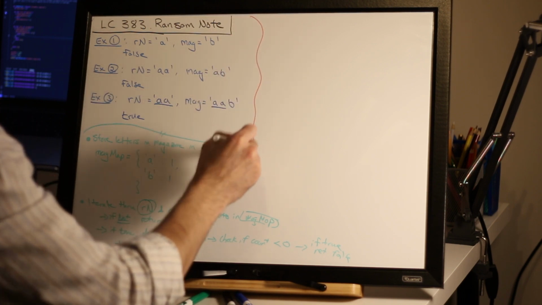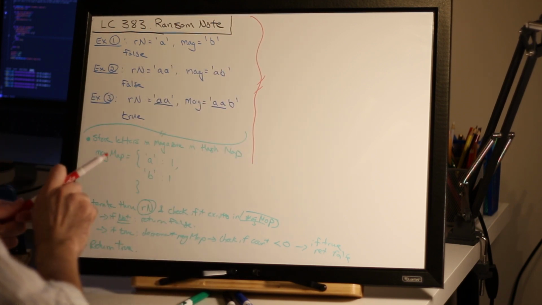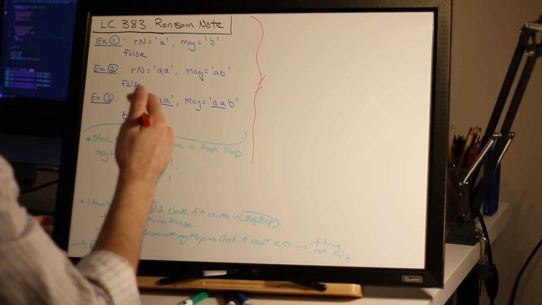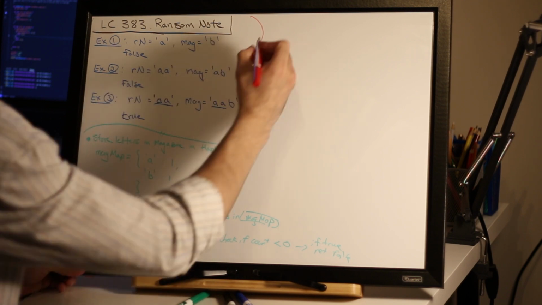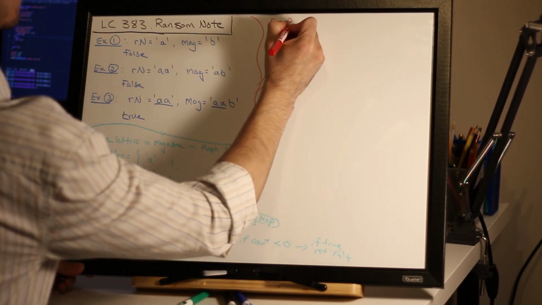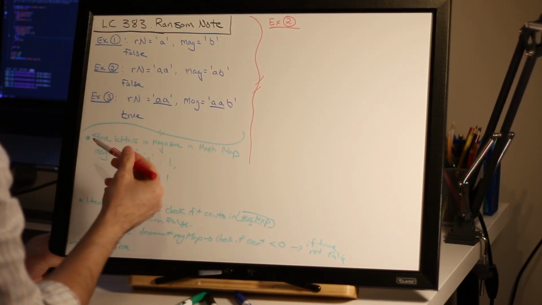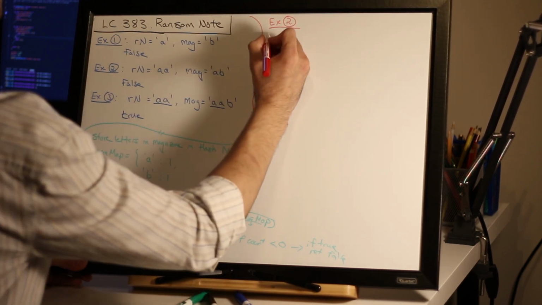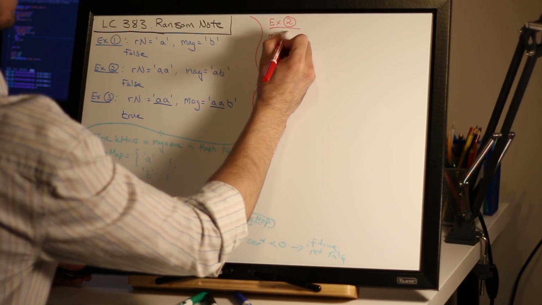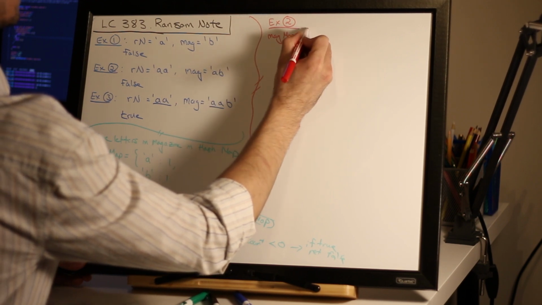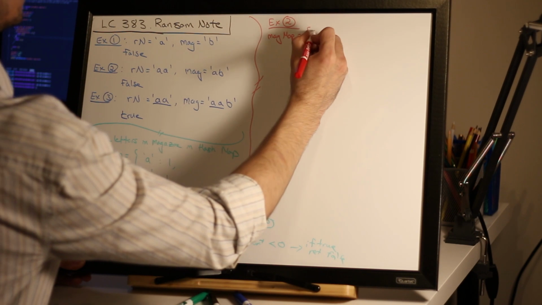Now let's work on going through an example of this with the algorithm we've laid out. So I'm going to go through example 2 first, and then we can go through 3. In example 2, we already had it. So the first step is to store the letters in a hash map. So our mag map is going to look like this. We have A and B.